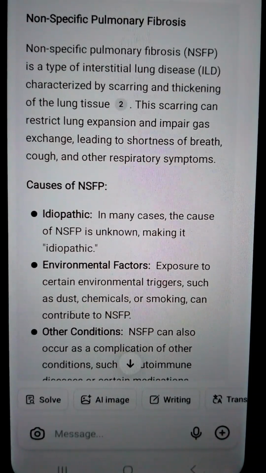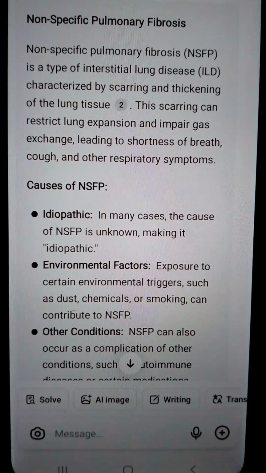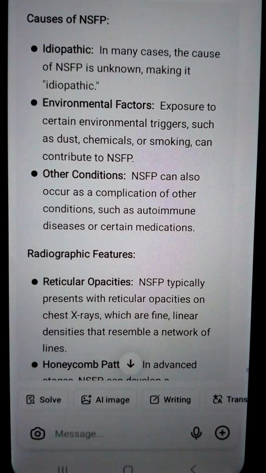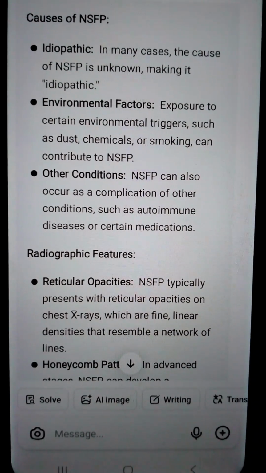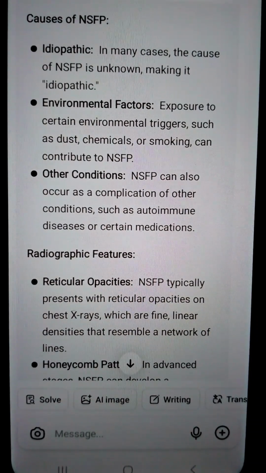Idiopathic. In many cases, the cause of NSFP is unknown, making it idiopathic. Environmental factors. Exposure to certain environmental triggers, such as dust, chemicals, or smoking, can contribute to NSFP. Other conditions. NSFP can also occur as a complication of other conditions, such as autoimmune diseases or certain medications.